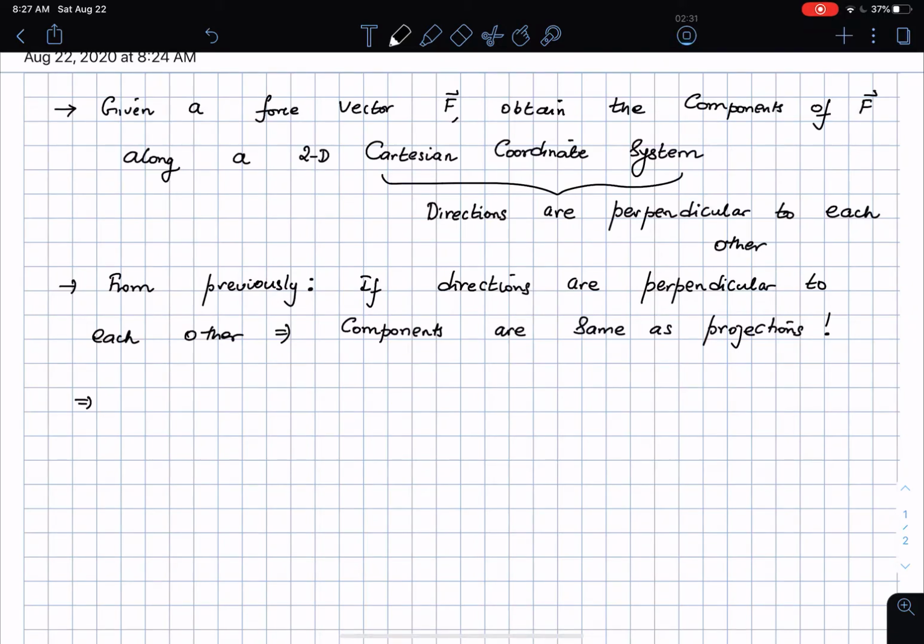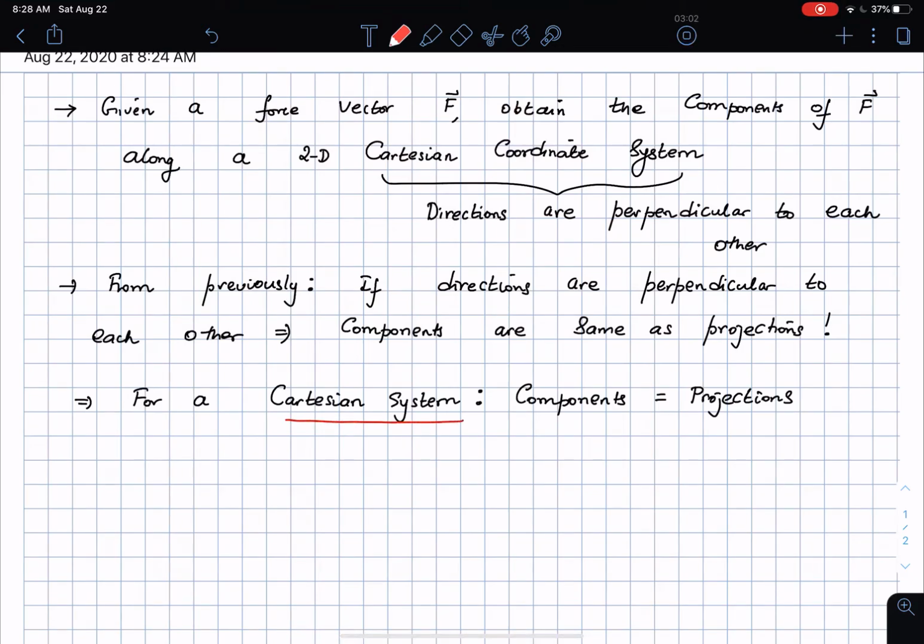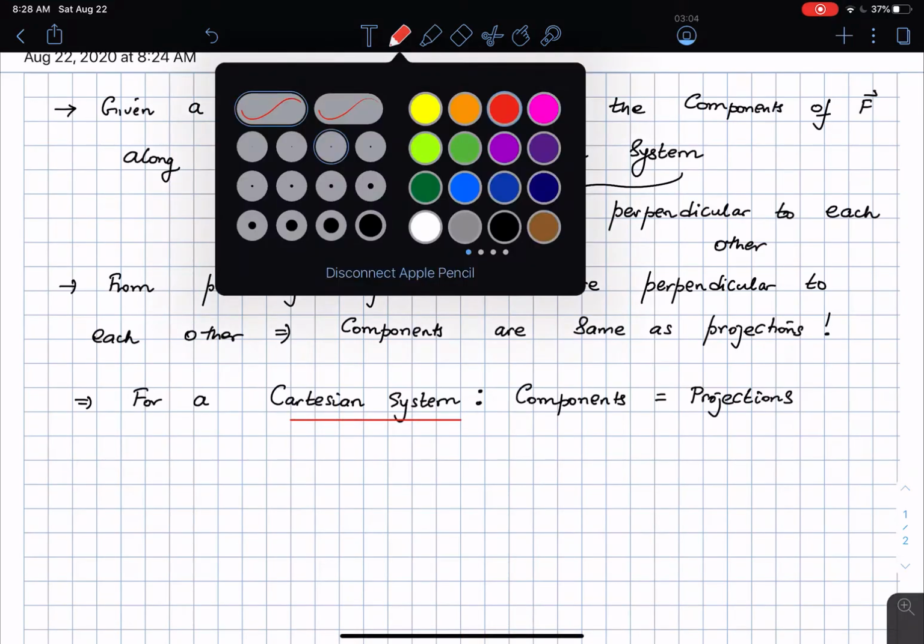Okay, so for a Cartesian system, the components are the same as the projections, and which means that we can use them interchangeably. Sometimes I would say components, sometimes I would say projections, but they are the same thing if I'm talking about a Cartesian system. Okay, so that's the important point here. So for a Cartesian system, the components are the same as the projections.